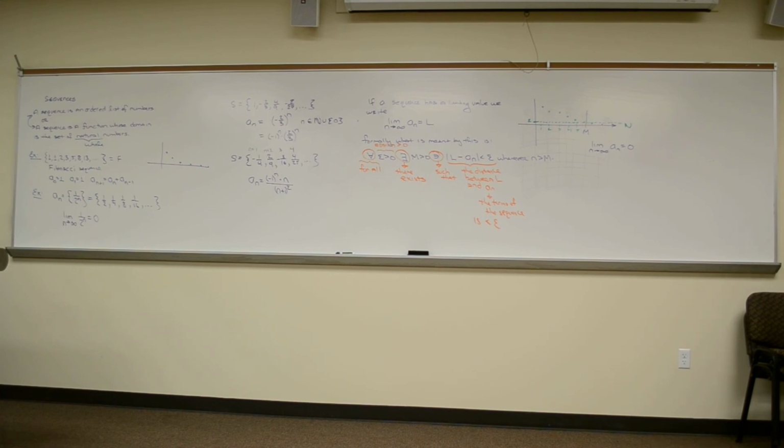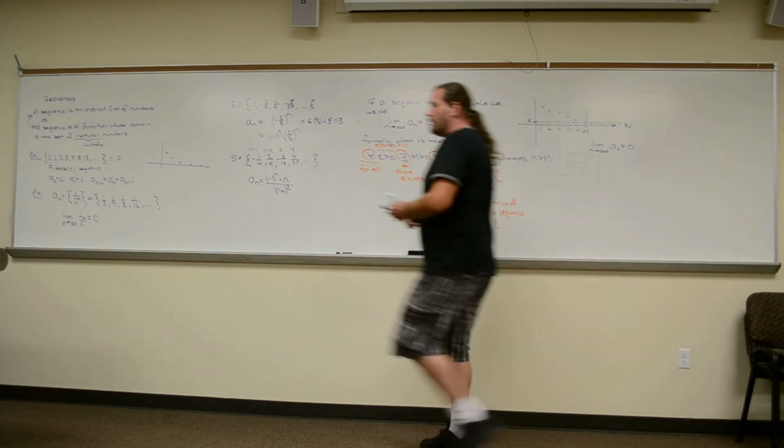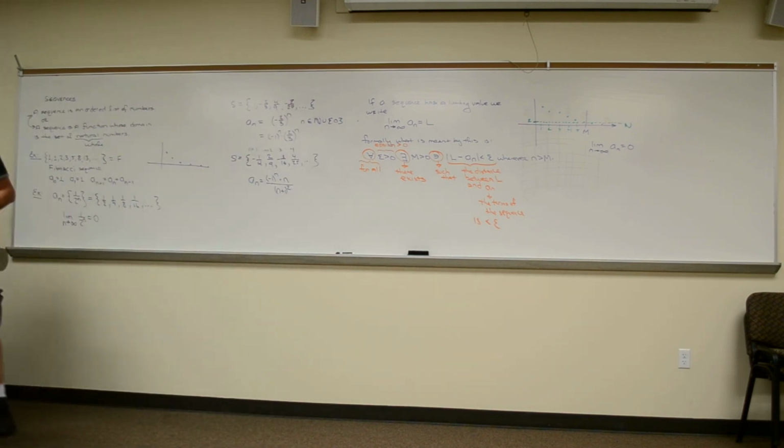Right? But this definition must be true for every epsilon, which means if you choose a smaller epsilon than the first epsilon you chose, let's choose instead of 0.2, let's make it like 0.02 or something.